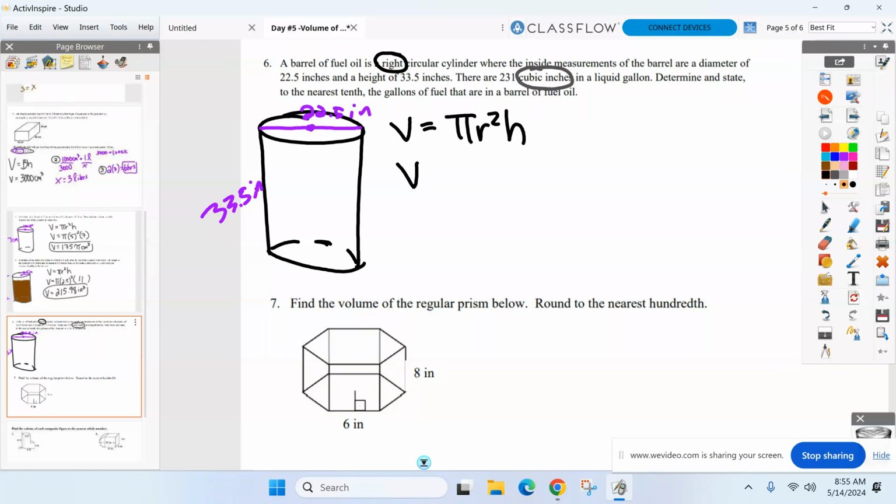Pi r squared times the height. Not 22.5, right? 11.25 for radius. And my height, 33.5. Quick question as you guys calculate this. Is this going to be my final answer right here that I circle and done? Nope. Why am I asking that to everyone? We are not rounding it.